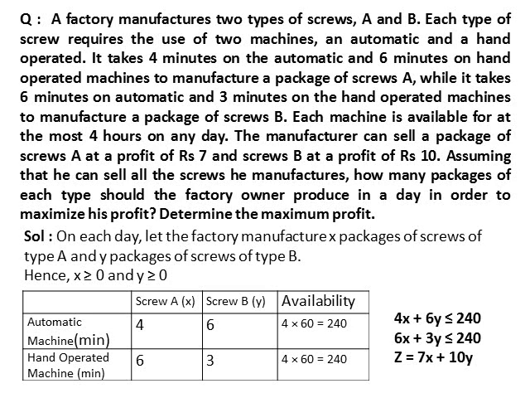Also, profit on one package of screw A is rupees 7. Then profit on x packages of screw A is rupees 7x. Profit on one package of screw B is rupees 10. Then profit on y packages of screw B is rupees 10y. So objective function is Z = 7x + 10y.